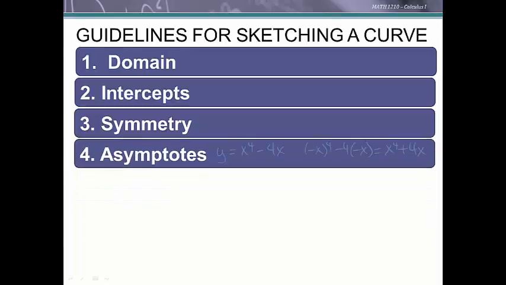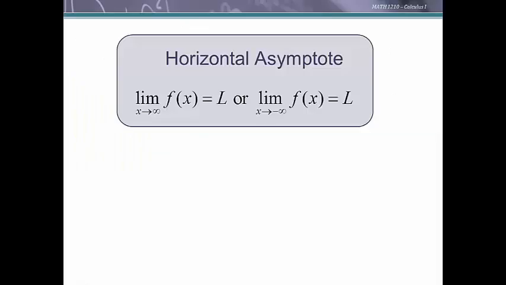Now let's look for asymptotes. We had ways of doing that in college algebra, but now that we know calculus and limits, we are going to officially be able to define asymptotes in terms of limits. A horizontal asymptote is a line that the graph heads towards as we go out on the ends. So the official definition: the limit as x approaches infinity of f of x equals L, or the limit as x approaches negative infinity of f of x equals L. It could be one or the other or both.